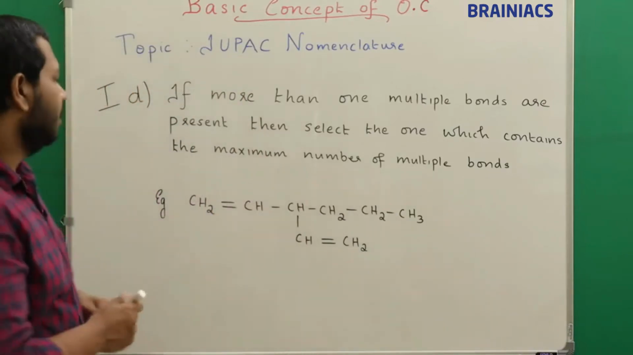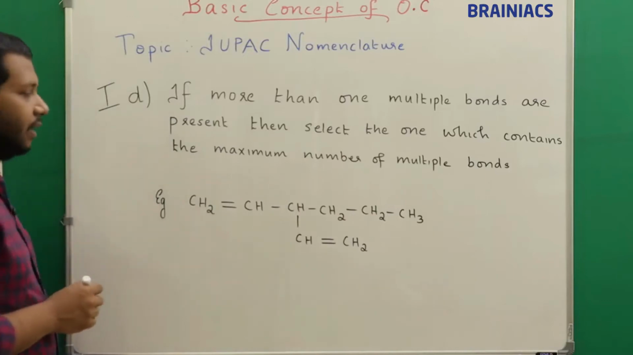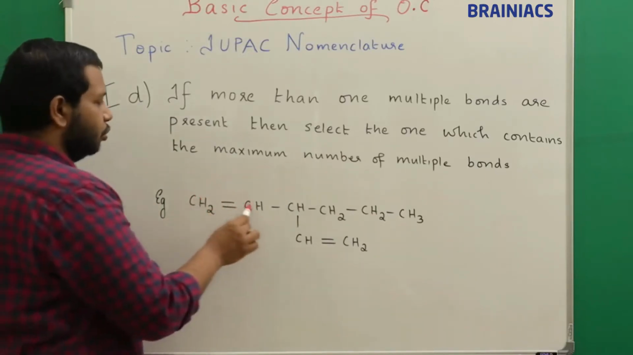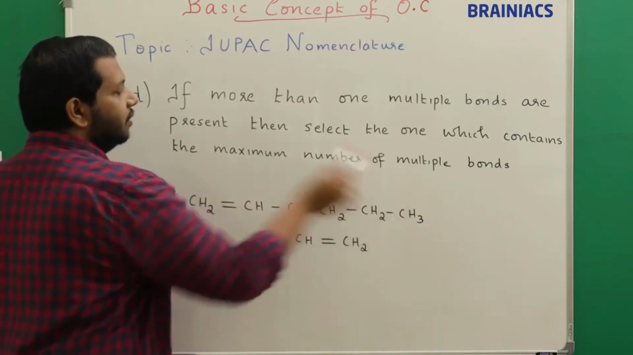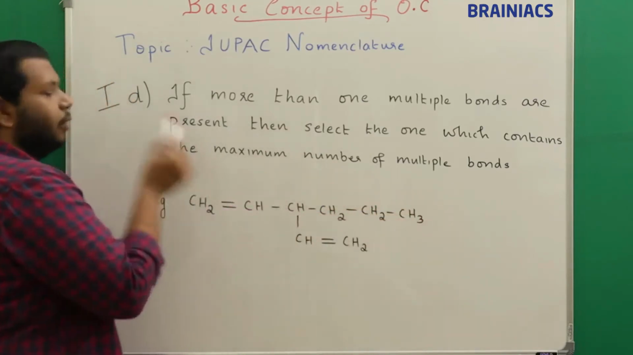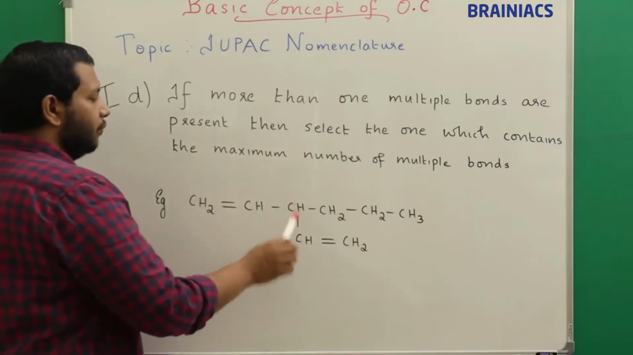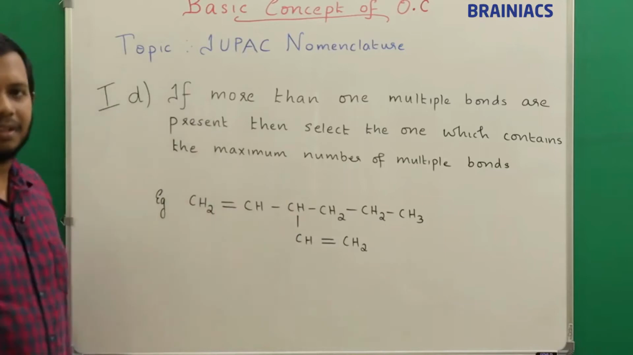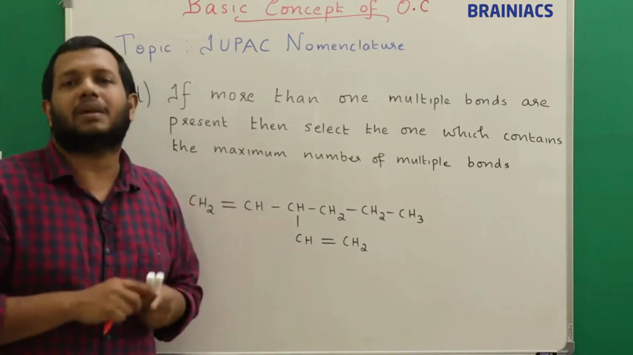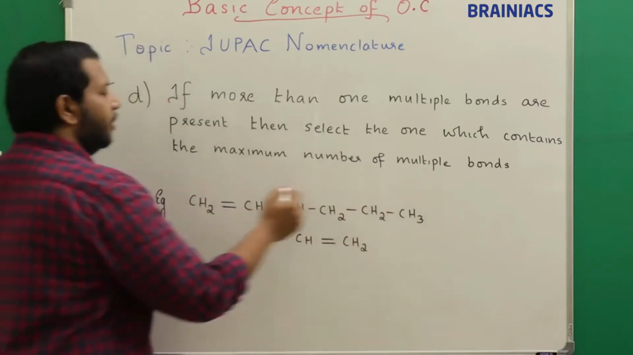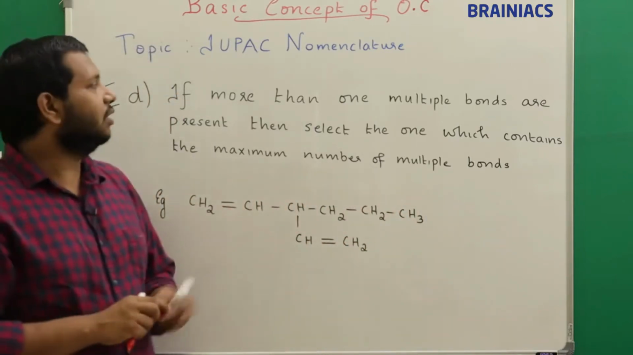Okay, so listen here. In this example, you can see, if I try to find the longest path, 1, 2, 3, 4, 5, 6, I can see 6 carbons are there if I go in that path. Suppose if I go like this, 1, 2, 3, 4, 5, but only 5 carbons are there. So students usually make a mistake here. They will try to choose the path which contains the maximum number of carbon atoms. That is wrong here. That is what this rule is saying.